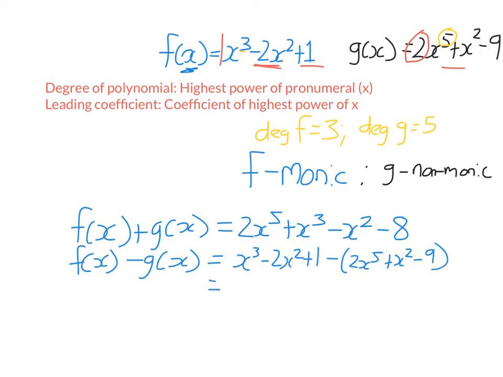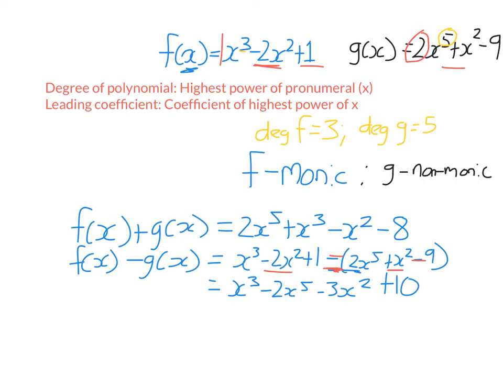The x cubed doesn't have a like term. So this becomes a negative 2x to the power of 5. We leave it alone. The x squareds are once again like terms. So minus 2x squared minus x squared gives you minus 3x squared. And then we have 1 minus 9, so it's 1 plus 9, which is 10. So adding and subtracting is really simple.